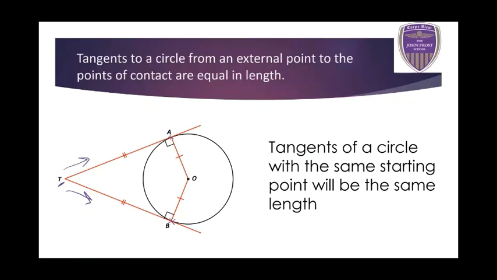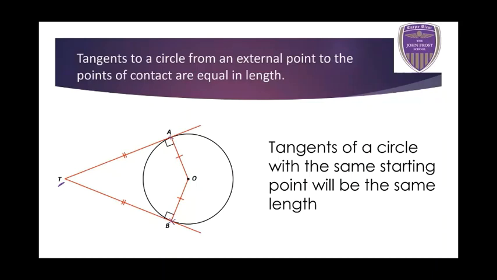The distances, so for the first one, TA, and the second one, TB, they would be the same length. No matter where this starting point is, as long as the lines coming from the starting point are tangent to the circle, they will be exactly the same length. And you can see that using these double lines through the tangents. That means they're the same length.